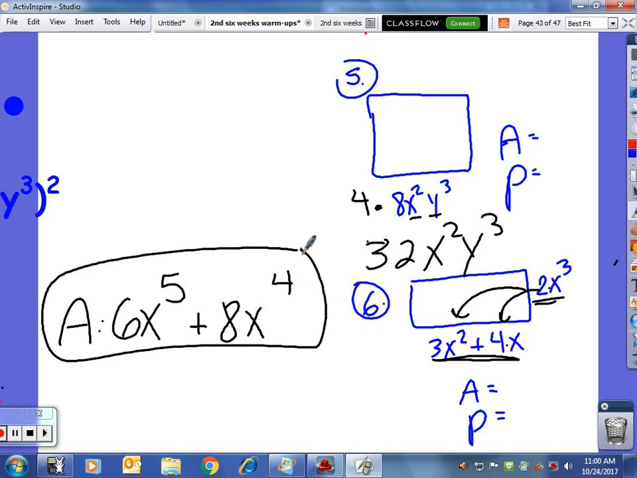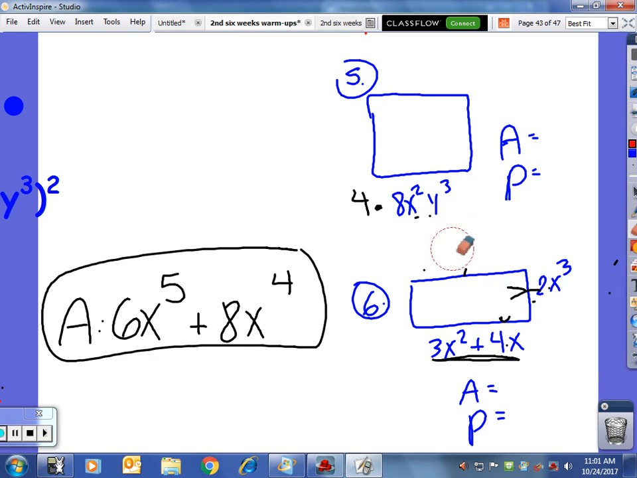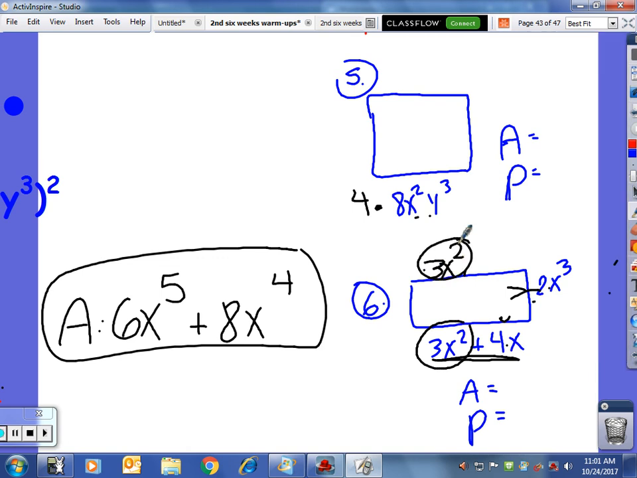On area, exponents change. Now, on perimeter, exponents don't change because all you're doing is adding sides, adding like terms if there are any, and there will be some on a rectangle. This 3x squared gets added to the other 3x squared across from it. How much is that? 6x squared. This plus 4x gets added to this plus 4x. Plus 8x. This 2x to the 3rd gets added to this 2x to the 3rd.